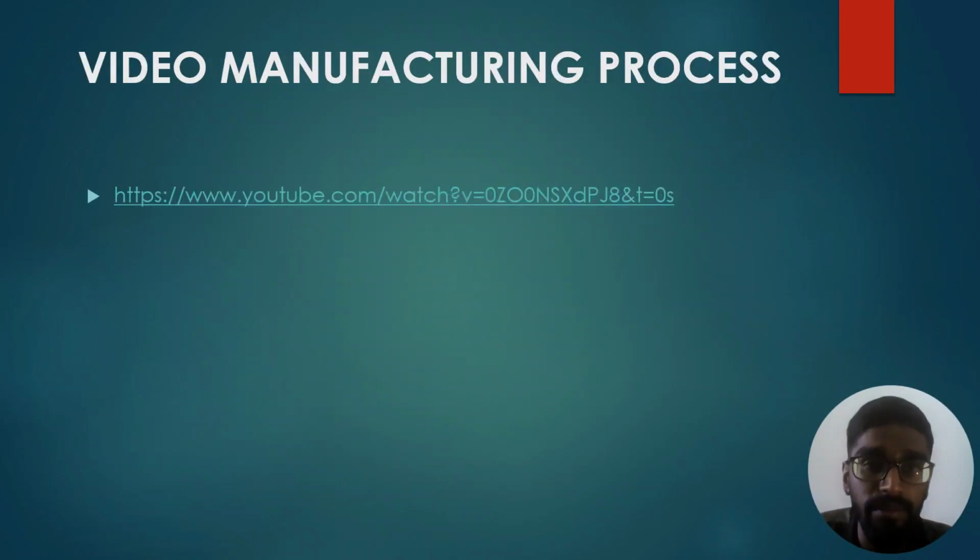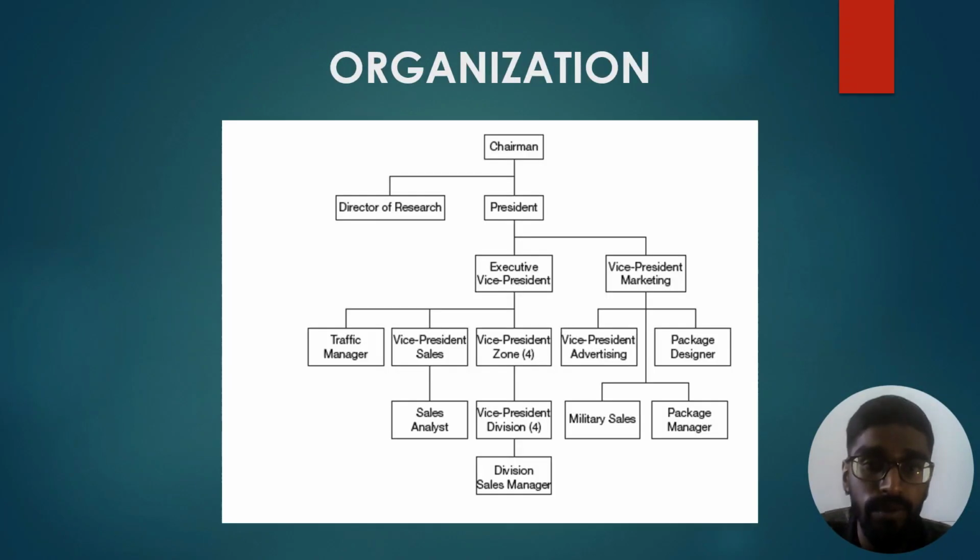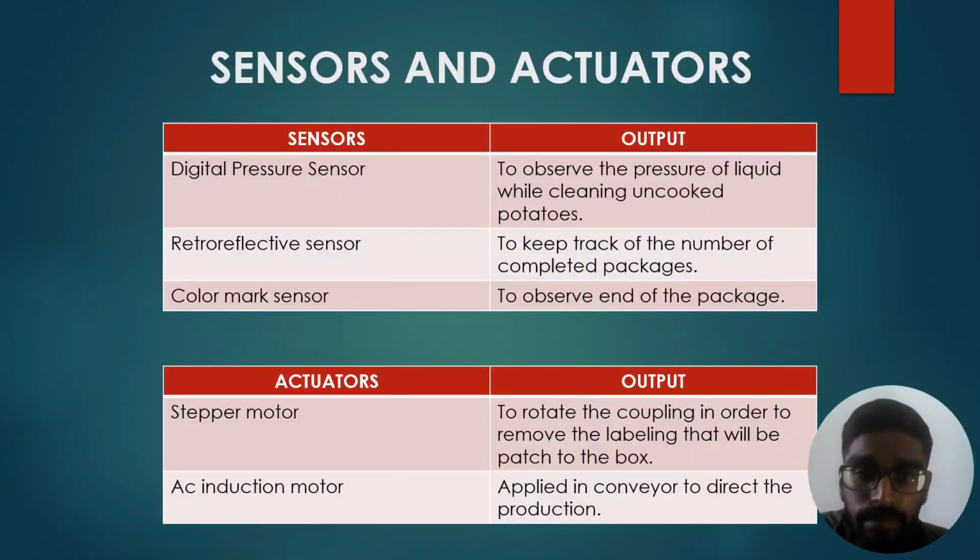And this is the manufacturing process that we choose. For the organization, the main person in charge is the chairman, and there are two people in charge, which are the director of research and the president, below the chairman. And there is an executive vice president for the sales side and the market side.